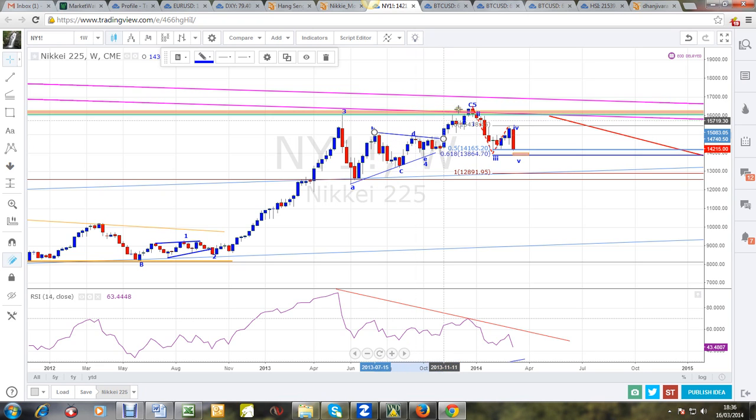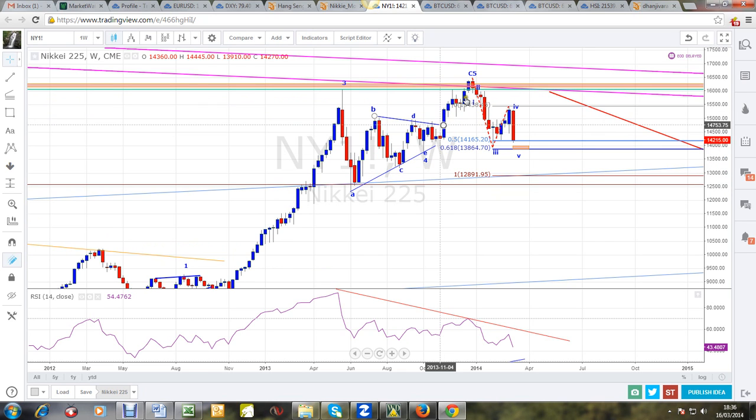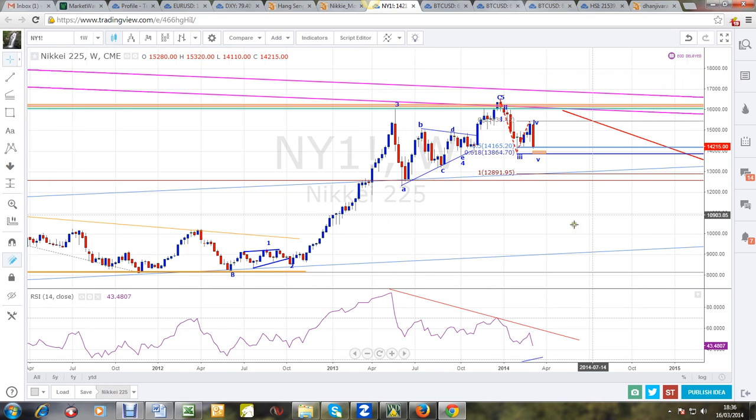So it's become a limiting triangle, and the limiting triangle is, we measure the height of that and apply it from where it breaks out, then that is a likely target. In this case it actually didn't even make that. So it's called a limiting triangle, and that's a kind of insight you can gain.